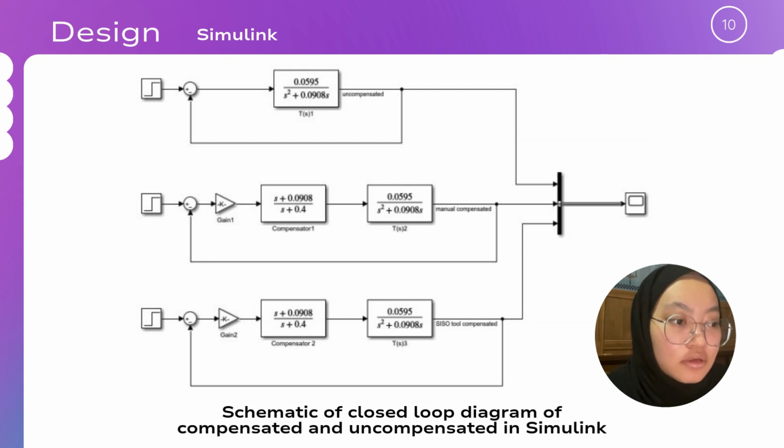Here is the schematic diagram of the closed loop transfer function, where we can see the compensator added has transfer function of S plus 0.0908 over S plus 0.4, while the plant transfer function is 0.0595 over S squared plus 0.0908S. This schematic diagram allows us to simulate the system's step response, which verifies the design compensator to meet the desired performance criteria, including a settling time of 20 seconds and overshoot of 5%.